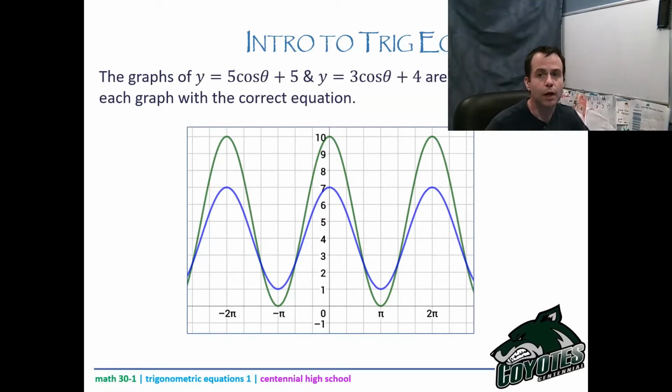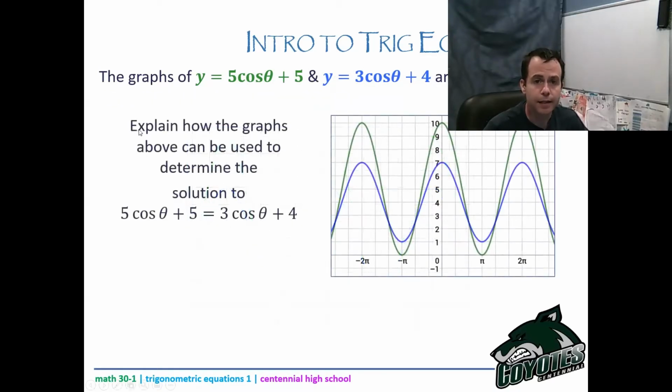Well, you know both those graphs' midline and their amplitude. You know that the 5 cos theta plus 5 has a midline of 5 and an amplitude of 5, meaning I have to go up 5 from 5 and down 5 from 5, from y equals 5. So that's going to have to be the green graph. Same thing with y equals 3 cos theta plus 4. I get a midline of 4, you can see that right here. And from there, I'm going up 3 and down 3. So you should label what is my green graph as y equals 5 cos theta plus 5, and label my blue graph as y equals 3 cos theta plus 4. Okay? Now, easy. See, we're off to a great start.